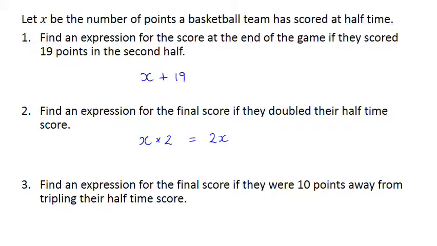Number 3, find an expression for the final score if they were 10 points away from tripling their halftime score. So if they started with X at halftime, they almost tripled it, so that would be multiplying by 3. So we have 3x. They were 10 points shy of that, 10 points away. So we've got to take away 10 points. So you have 3 times x minus 10. And that's it.